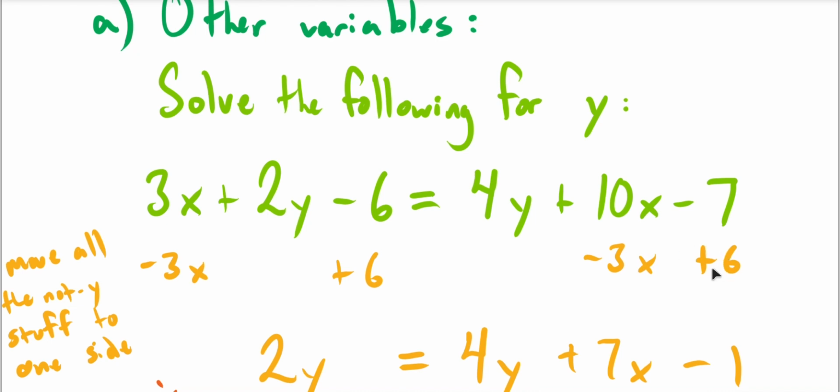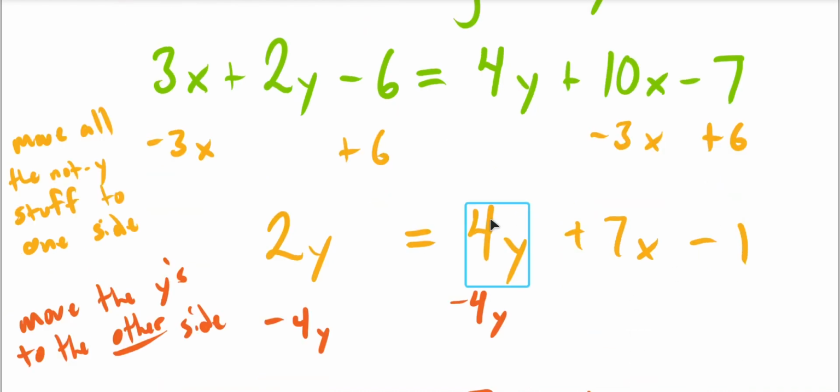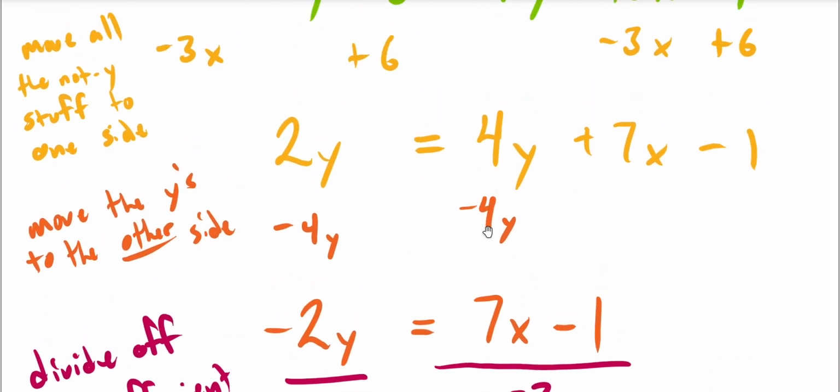And using these inverse operations, we get cancellation on the left. So all I'm left with is 2y. And then over on this side, I have 4y, 10x minus 3x is 7x, and negative 7 plus 6 is minus 1. If we moved all the non-y's over to the other side, let's take the y's and move them over to the left-hand side. So to move the 4y, we take minus 4y from both sides, and that will cancel on this side and bring it over to this side, and 2 minus 4 is negative 2.